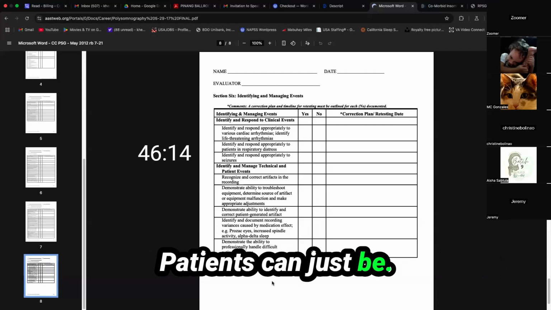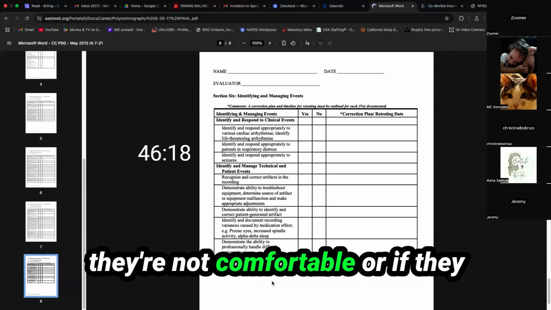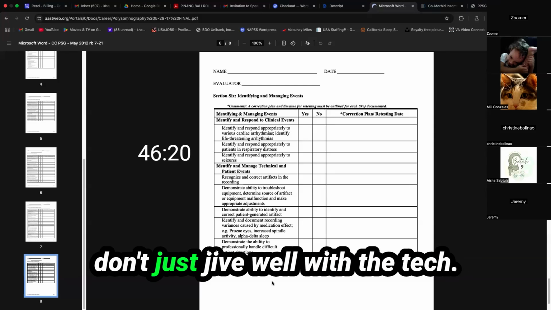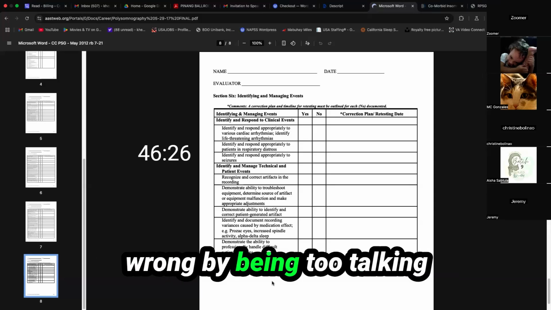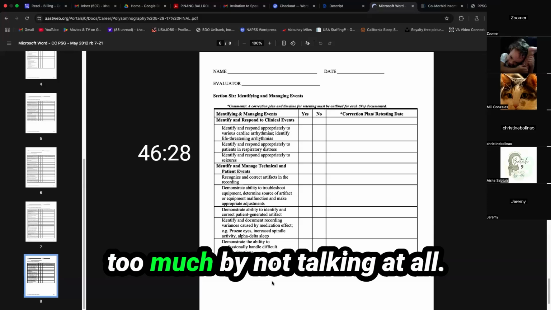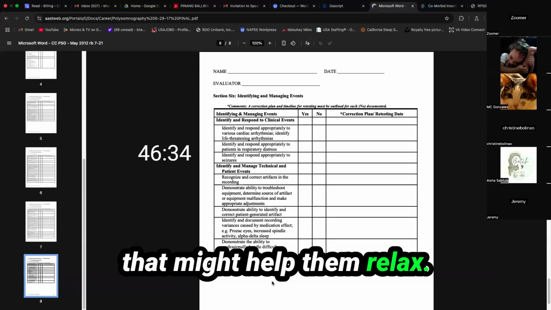Patients can have a very bad sleep study if they're not comfortable, or if they don't just jive well with the tech. Sometimes you rub the patient wrong by talking too much, by not talking at all, or just not giving them any information that might help them relax.